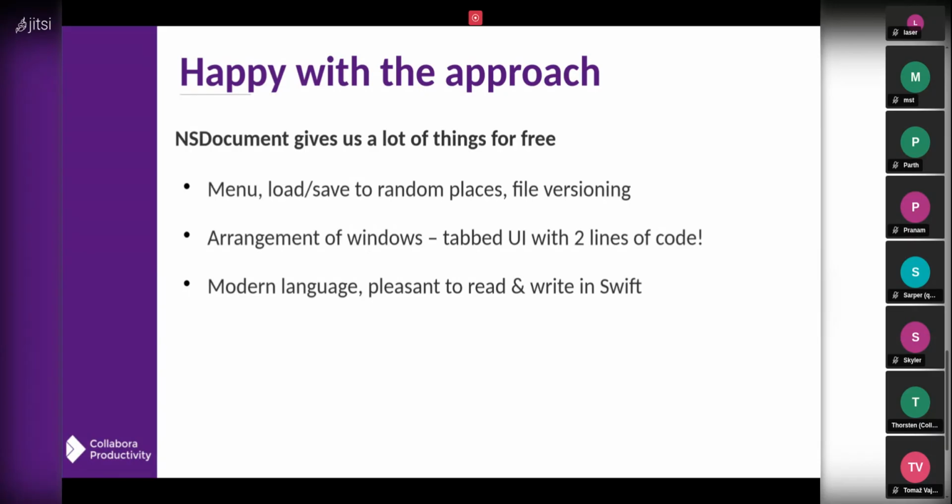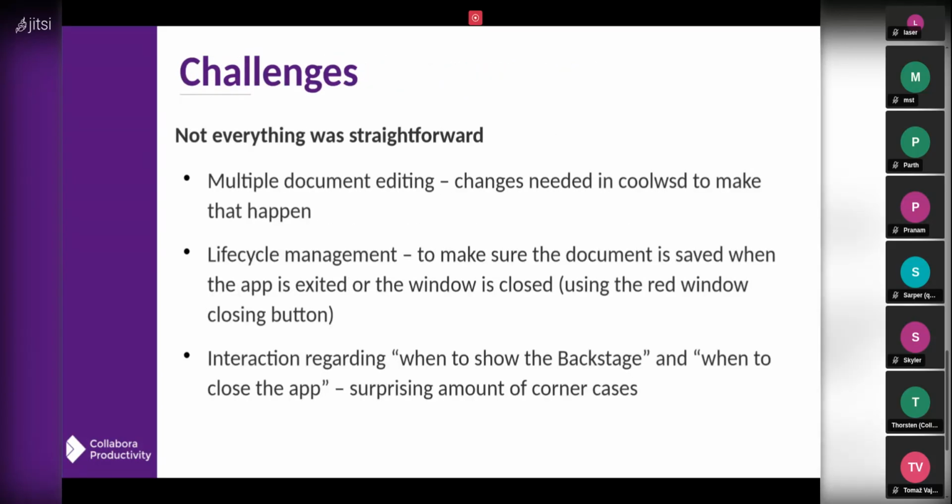Now we default to tabbed UI. So when you open the next document, it opens in a separate tab. And with using NSDocument here, it was just 2 lines of code. It just changed the default: when you open a new window, do not create a new window, but group them all together, which is great. And I'm happy with the choice of doing most of the stuff in Swift. It's a modern language, pleasant to read and write. So I'm happy with these things.